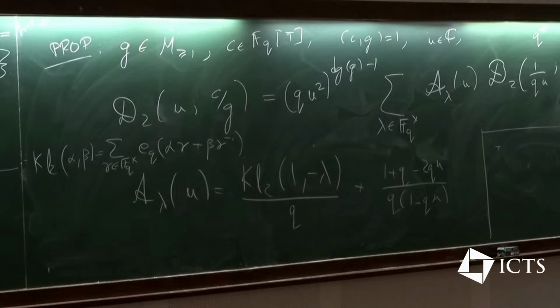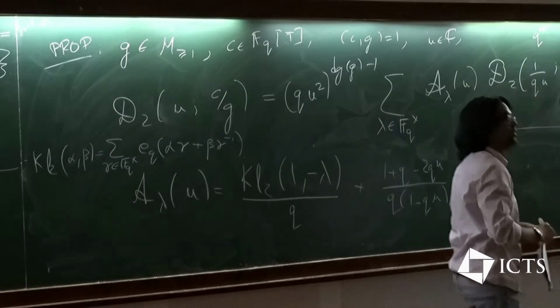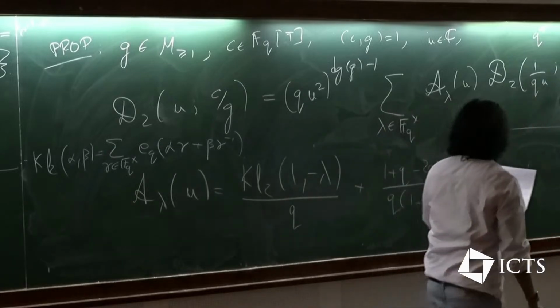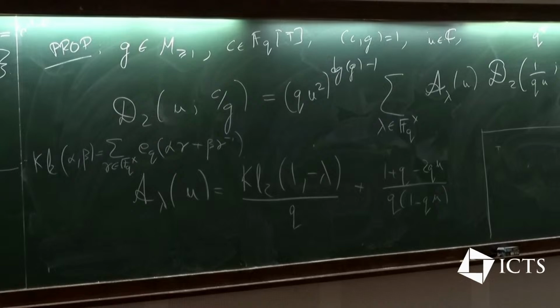So what I mean is, you take a Kloosterman sum, which is like the sum over a mod g of e(ah plus f a bar). Yeah. Okay. So what's the proof idea?